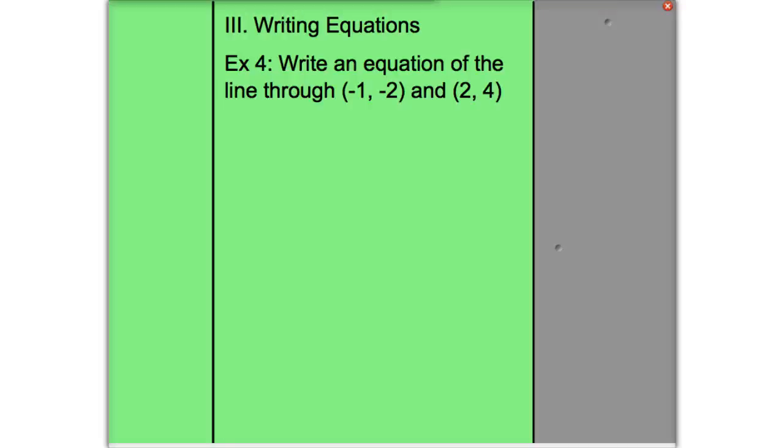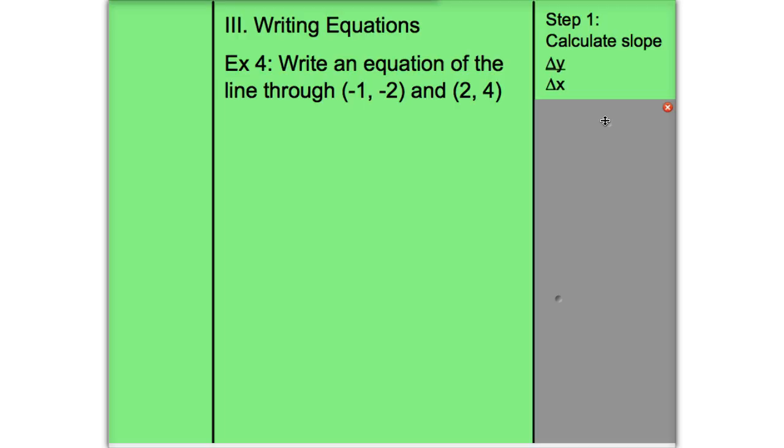Lastly, I'm sure you're relieved to hear that we are going to look at how to write an equation in point-slope form. So this time, instead of being given a slope and a point, we're given 2 points. Point-slope, remember, you need a slope and a point. So the first thing that we have to do on this one is calculate the slope.